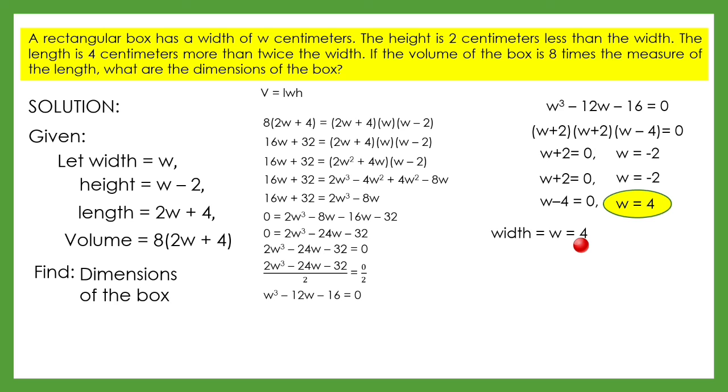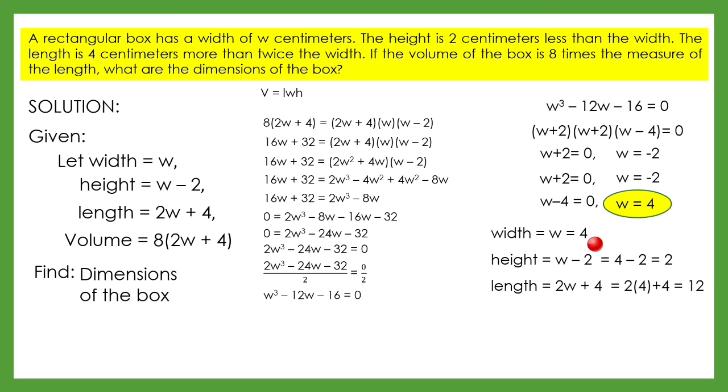Ngayon naman, kunin natin yung height. So, we have height equals W minus 2. So, yung W natin is 4. 4 minus 2 is 2. And then, for the length, ang length natin is 2W plus 4. So, 2 times 4 is 8 plus 4 equals 12.